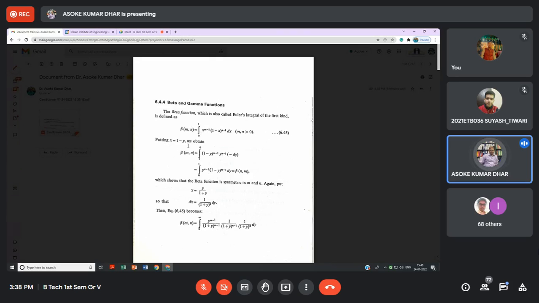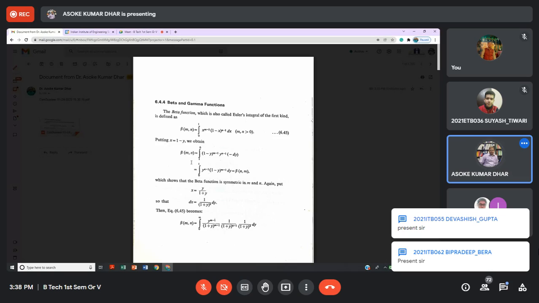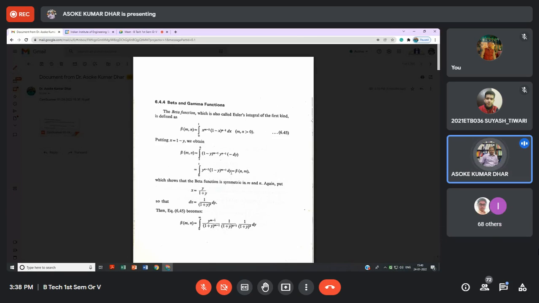Put x equal to 1 minus y, and simplifying, we again get y to the n minus 1 and so on. So we see that beta mn is equal to beta nm. If you interchange m and n, then the value will be equal. That is why beta mn is equal to beta nm.